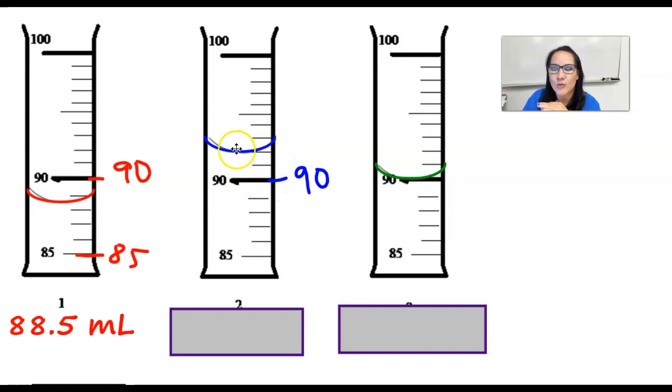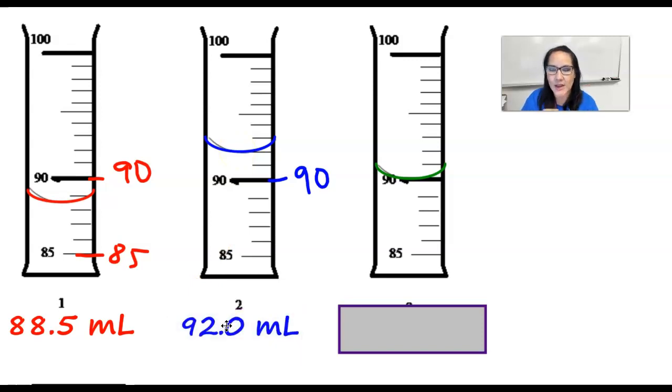We have 90, 91. It's right on the 92, but we can't say just 92. We have to say 92.0 is the correct measurement here. All right, lastly, this one also lands right on the line. So it's on the 90, and then we're going to have to tack on one more zero, 90.0.